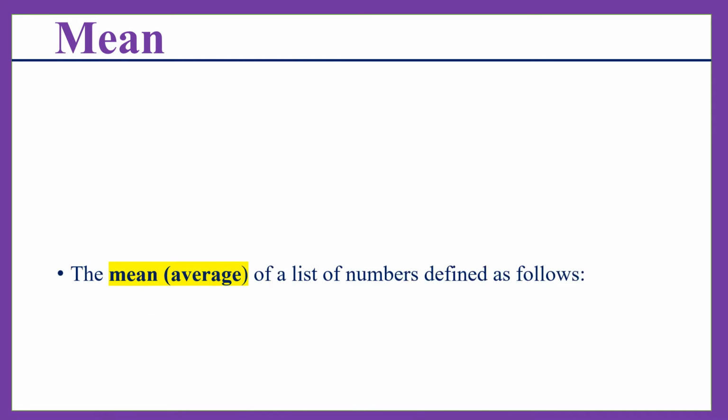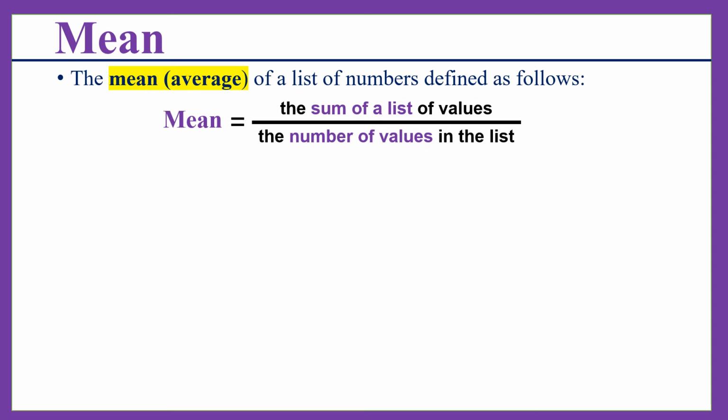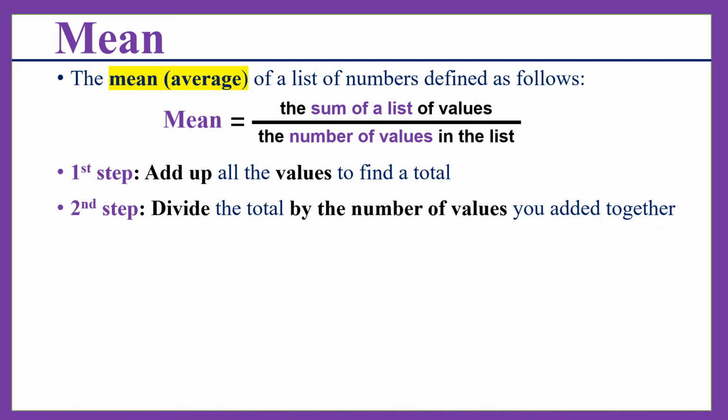Mean. The mean, also known as the average, of a list of numbers is defined as follows. Mean is equal to the sum of a list of values divided by the number of values in the list. The first step to identify the mean is to add up all the values to find a total. The second step would be to divide the total by the number of values you added together.